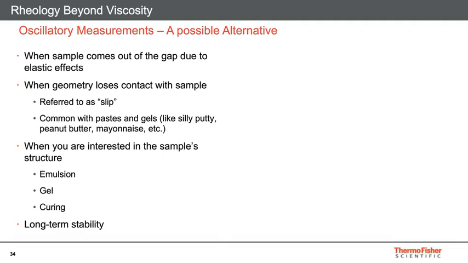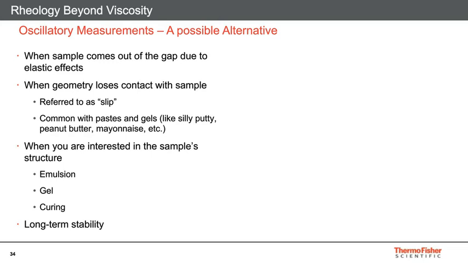But as we discussed today, not all samples are ideal for this type of measurement. Some samples actually come out of the gap, like we talked about, due to elastic effects like polymer melt. This elasticity will make the rotating geometry lose contact with the sample. Commonly, when we're working with robust samples, pastes and gels, we'll get slip. So the rotating geometry will lose contact with the sample and will eventually just be rotating and measuring a friction between the rotating plate and your stationary sample. So very robust samples like putty or peanut butter type materials are very difficult to measure in a rotational fashion.